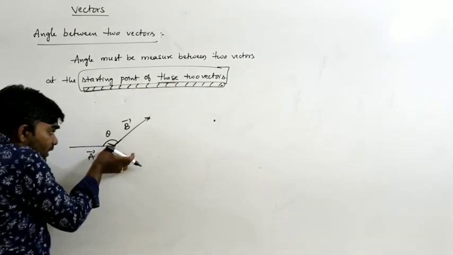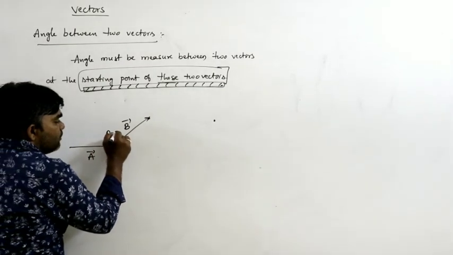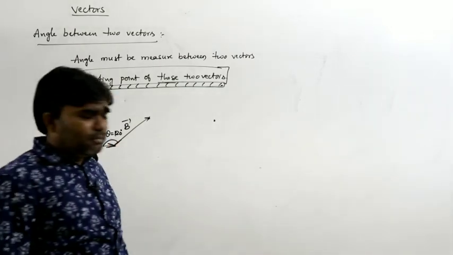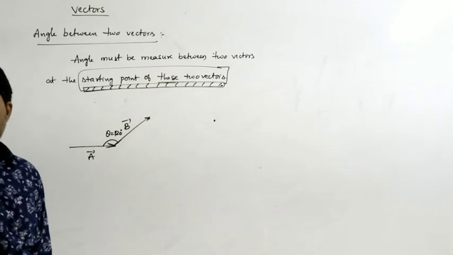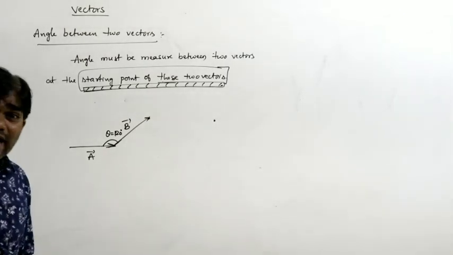But here one is the final point, one is the initial point. But this theta is given as 120 degrees. The angle between A bar and B bar is represented as 120 degrees. But here the angle is not 120 degrees. But what is the angle here?